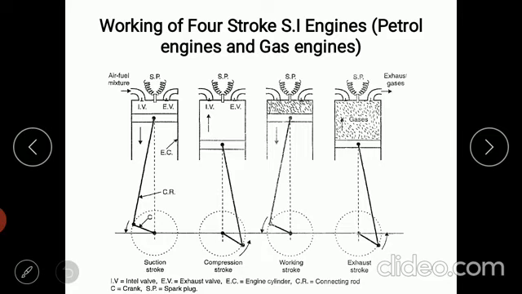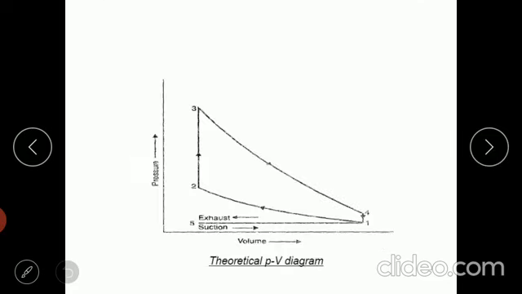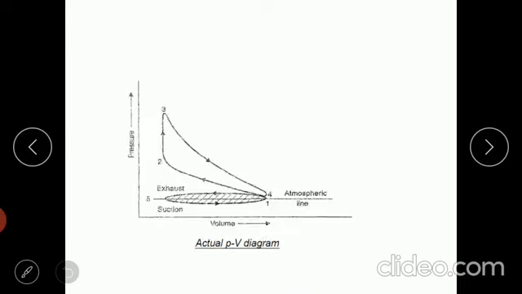Then in the first unit we have discussed the air standard cycle. Otto cycle is the ideal cycle for SI engine. So this is nothing but the Otto cycle that you have discussed in the first unit. Two constant volume processes and two isentropic processes, that is the combination of processes in the Otto cycle. So this is the ideal Otto cycle. This is the actual Otto cycle.